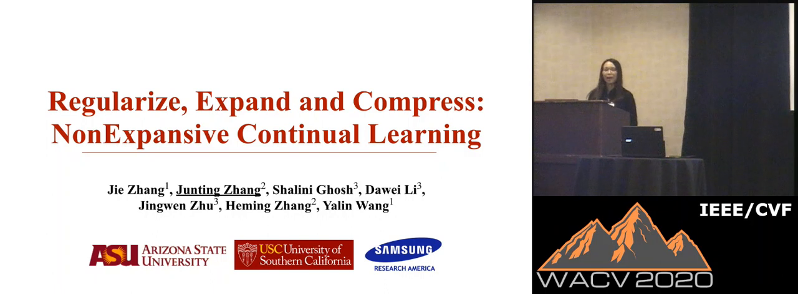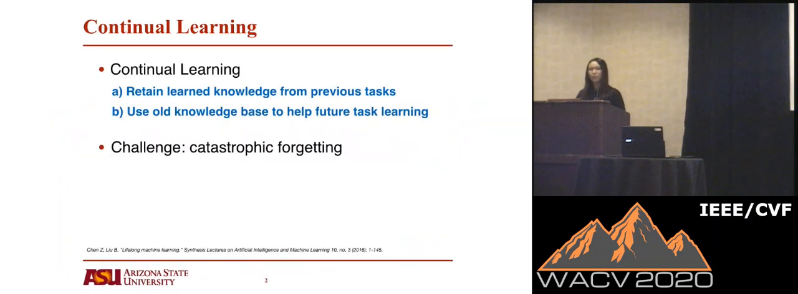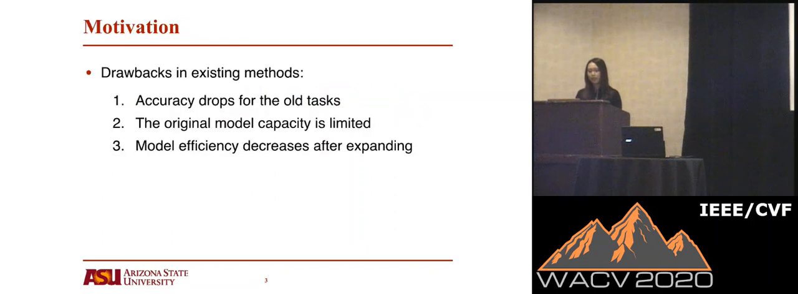Good evening, everyone. I'm Yi-Ting from USC. I'm going to present our new paper on non-expensive continual learning. Continual learning is similar to human learning. It retains and uses knowledge learned from the past to help future task learning. If we naively fine-tune a model for every new task we encounter, we may experience catastrophic forgetting on the old tasks.